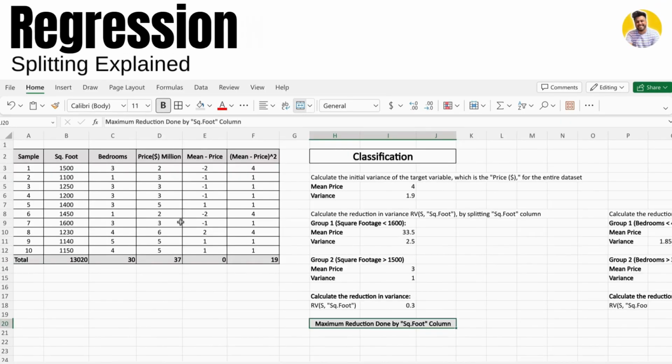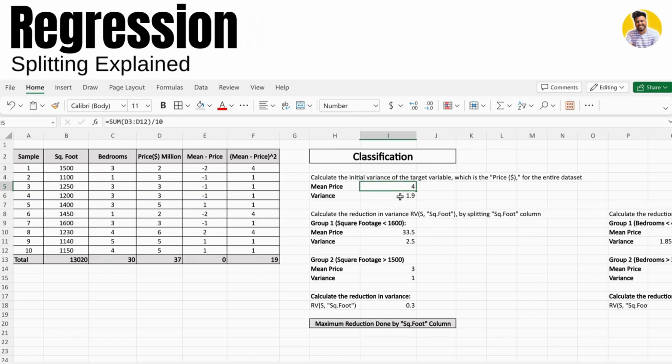In a regression decision tree, we keep the mean square error or the reduction in variance in focus. We have this data set of house prices. This is the house square foot area, this is the number of bedrooms it has, and this is the price. With the help of that, first I calculate the initial variance of the target variable, and then we calculate the mean. The mean price is 4 million, and the variance is equal to 1.9. So we have the variance now, and we have the mean price now.